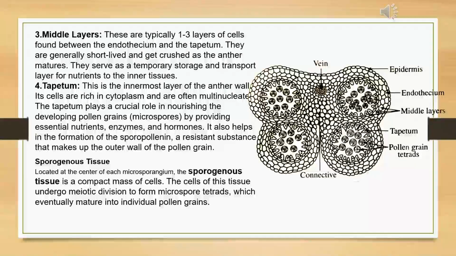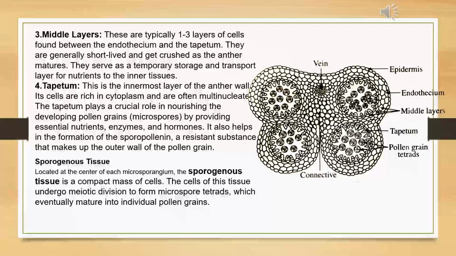Its cells are rich in cytoplasm and are often multinucleated, nourishing the developing pollen grains, called microspores, by providing essential nutrients, enzymes, and hormones. It also helps in the formation of sporopollenin, a resistant substance that makes up the outer wall of the pollen grain.